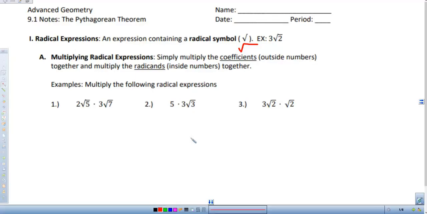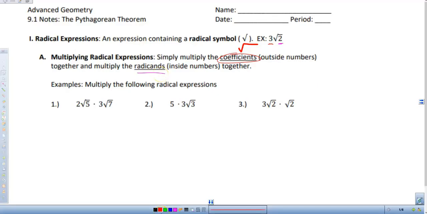When you're multiplying radical expressions, you just simply need to multiply the coefficients. Think about those like the outside numbers. So in this case, 3 would be the coefficient. And then also you multiply the radicands. Those radicands are the inside numbers. So in this case, that 2 would be your radicand. So just some quick examples of this process.